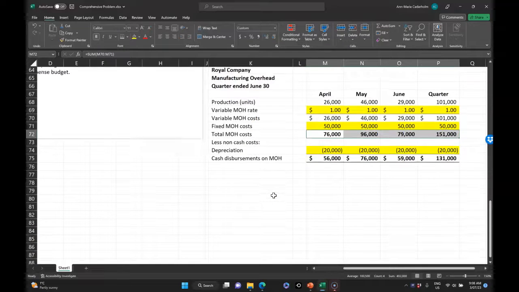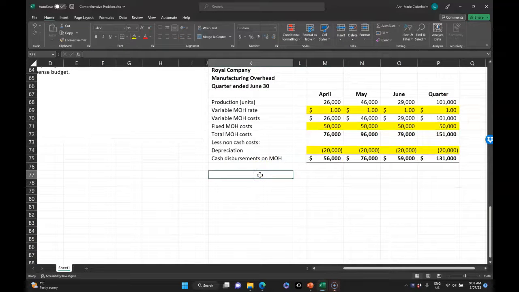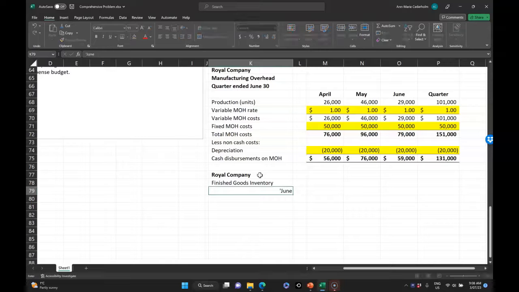So before I move on to my selling and administrative expenses, I need to just reconcile what my ending finished goods inventory is going to be for when I put together my balance sheet. So this is my finished goods inventory. And I'm just going to say June 30th because this is just a snapshot in time. So this is just at June 30th that I think my ending inventory is going to be this.